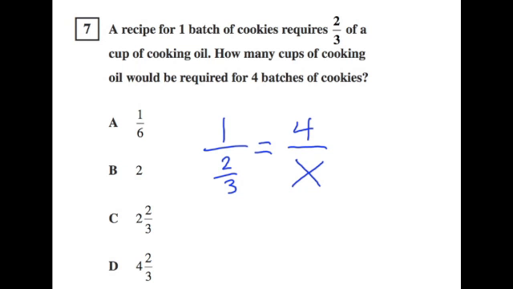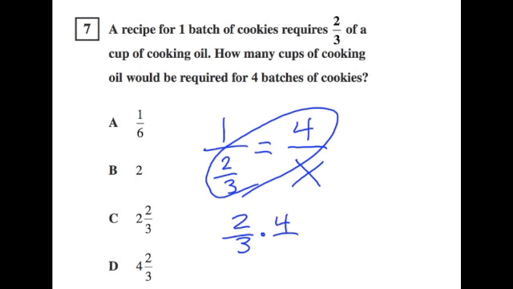So now I'm going to go ahead and cross multiply what I have by using cross product. I can't multiply 1 times X because I don't know what that is. So I'm going to multiply 2/3 and 4. Remember, when we're multiplying a number and a fraction, we got to turn the number into a fraction. So 4 into a fraction is 4 over 1. That's going to give me 8 over 3.